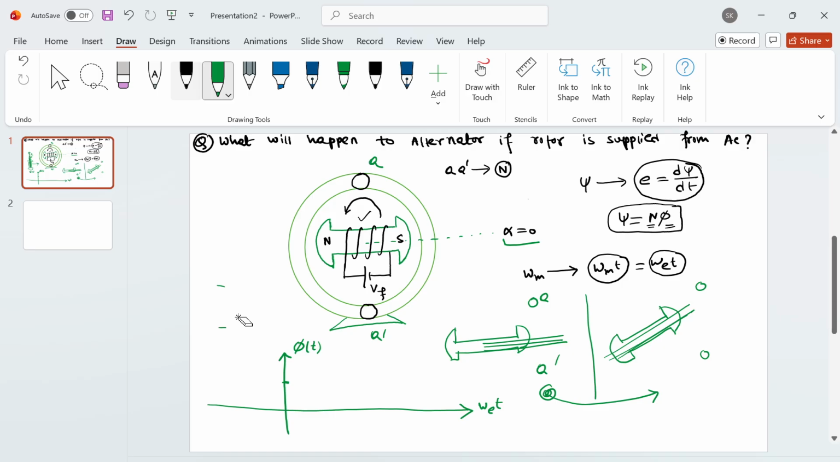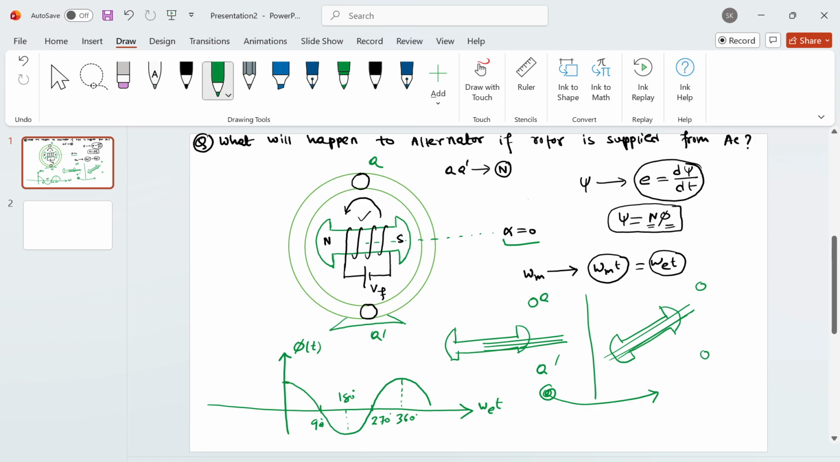So at t equal to 0, it is maximum. At 90 degrees, it is minimum. So basically, we can say it is a cosine waveform. This is 90 degrees, this is 180 degrees, and here it will be 360 degrees, right? Here it will be 270 degrees. So this will be the flux linkage waveform.